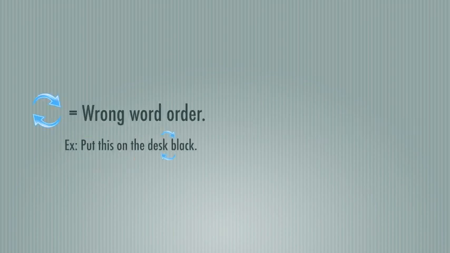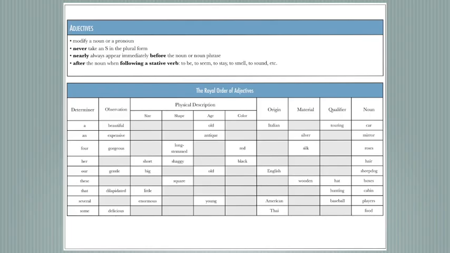Then if I draw arrows like that, it's just wrong word order. Okay, put this on the desk black, nope. So first of all, check your adjective at page 15. As you can see, you have the royal order of adjectives. You can write many adjectives one after the other without any punctuation, but this is how you're supposed to write them one after the other.